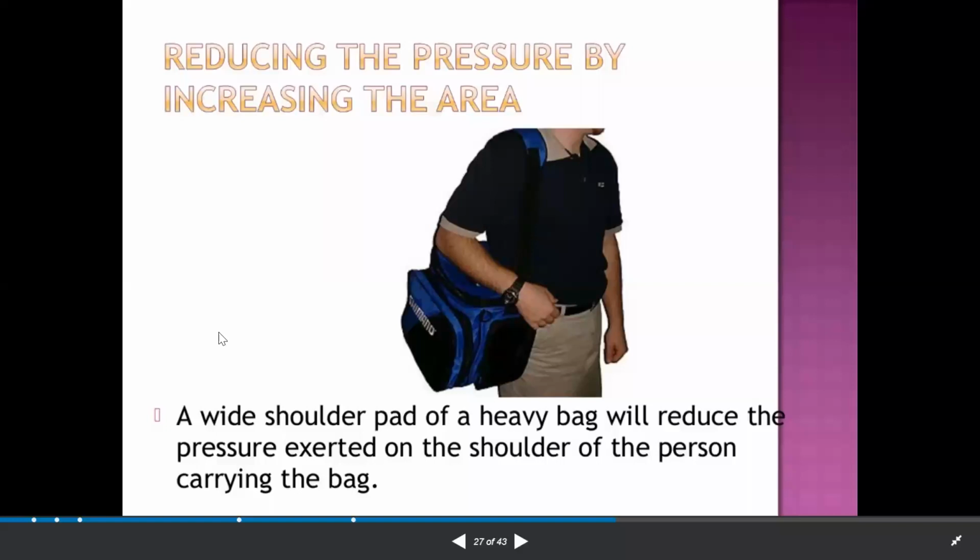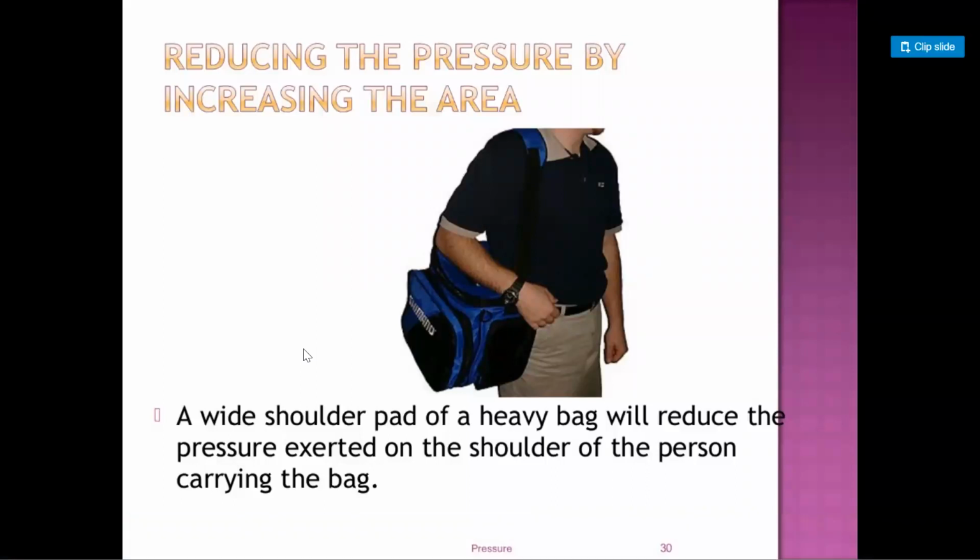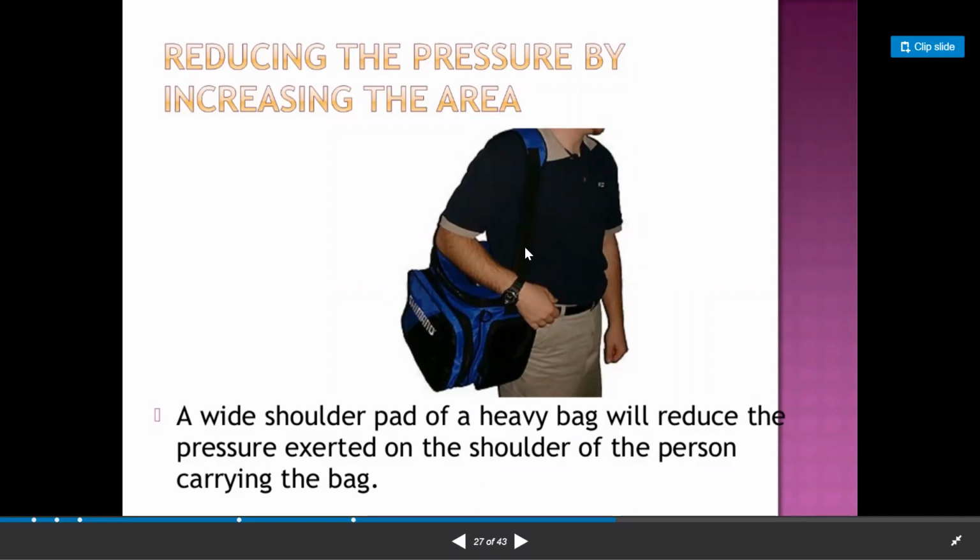And finally, we have also seen that the straps of shoulder bags are made broader, and that increases the area of contact, isn't it? By increasing the area of contact, the pressure on the shoulder is reduced, and hence we can carry the bags on one shoulder. That will be much easier for us, right?